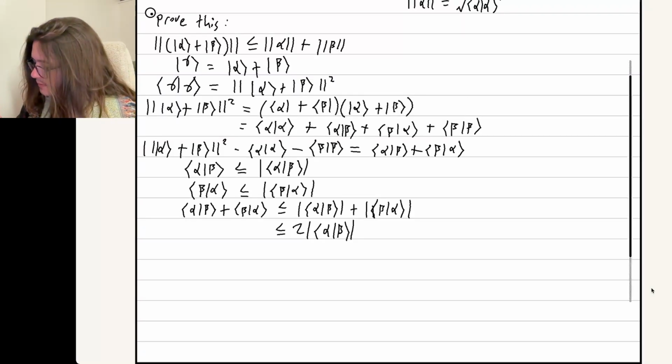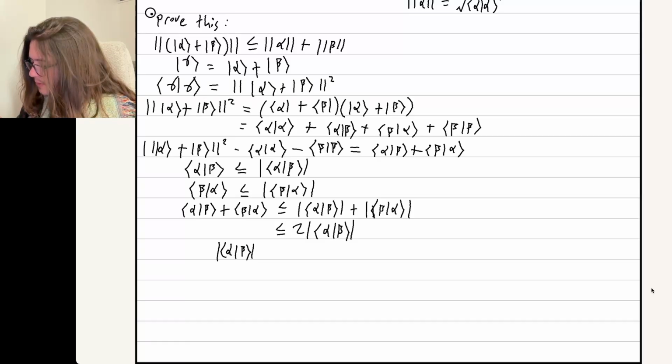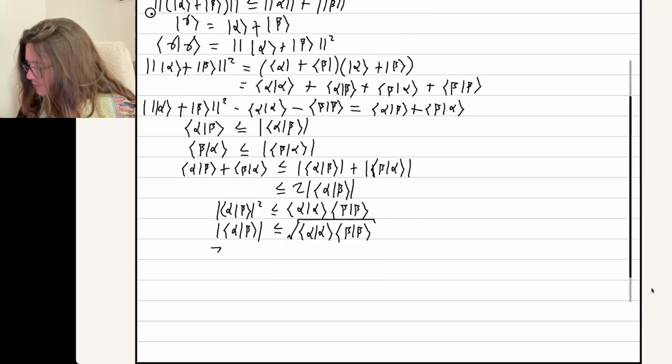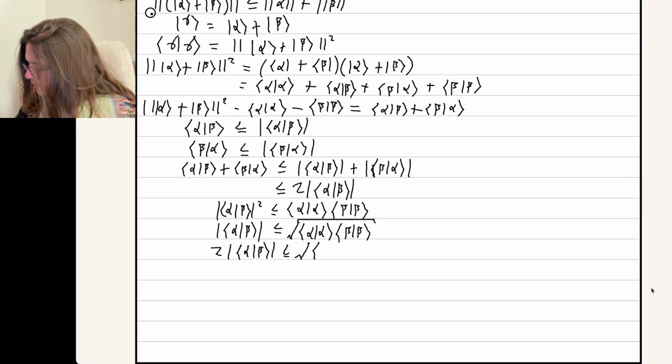Schwarz inequality. That was the one that said that the mod squared of the inner product of alpha with beta is less than or equal to alpha with alpha times the inner product of beta with beta. Let's take the square root of this inequality, the Schwarz inequality. So we get the mod of alpha with beta is less than or equal to the square root of the inner product of alpha with alpha times the inner product of beta with beta. And then multiply both sides of this inequality by 2. It's less than 2 times the square root of alpha with alpha, beta with beta.